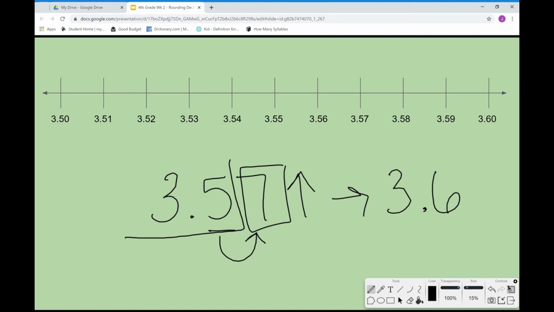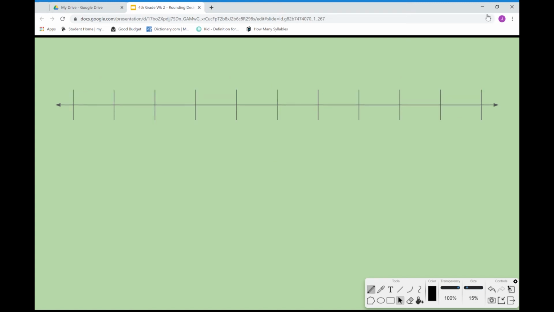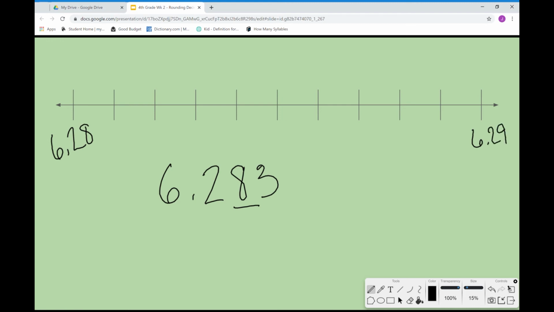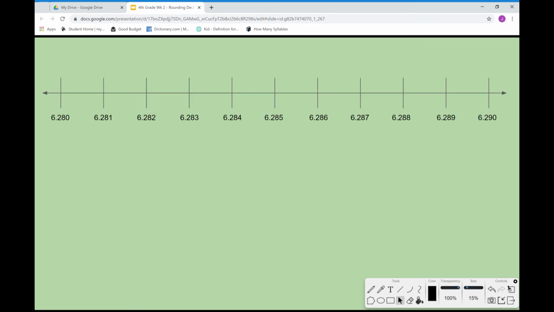The last one we are going to do is rounding to the nearest hundredths. Let's round 6 283/1000 to the nearest hundredth. First, we will do it with the number line. Since we are rounding to the nearest hundredth, we will write our two end numbers on the number line as hundredths. Since 6 and 283 thousandths is between 6 and 28 hundredths and 6 and 29 hundredths, those will be our numbers to start with. We can add the zeros to help us see how it works on the number line. Then the 9 pieces in between are labeled as thousandths.